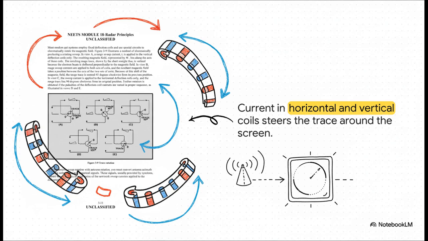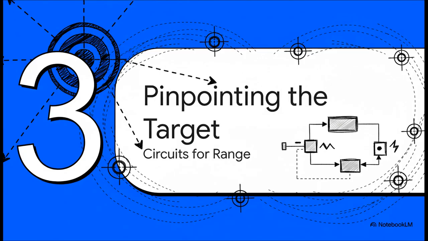One pushes the beam left and right, and the other pushes it up and down. By perfectly controlling the amount of electricity, the current, going to each set of coils, you can combine their forces to point that electron beam literally anywhere on the screen you want. This is how you make sure the sweep on the display is a perfect mirror of where the real antenna is pointing. Okay, so we can see the targets.